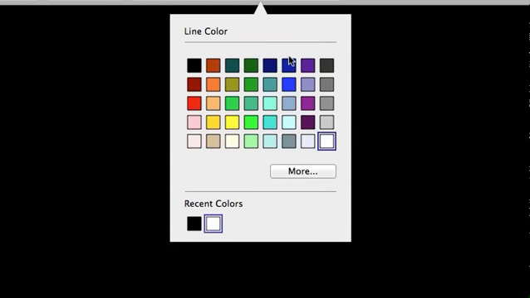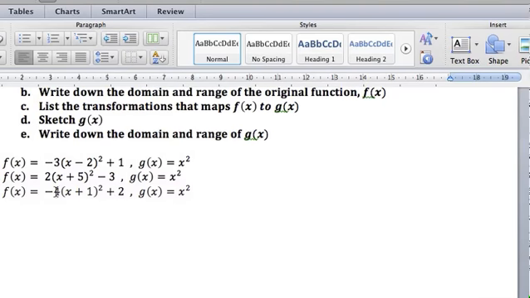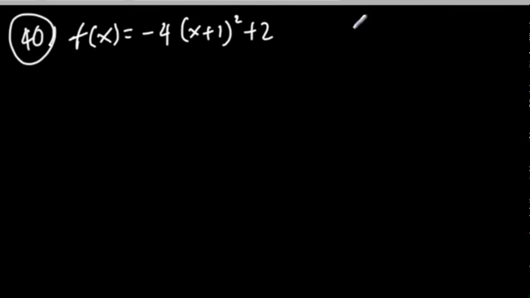Finally, our last one, which is number 40. It's basically the same thing as the other two. So f of x is negative 4x plus 1 squared plus 2, and g of x is simply x squared.